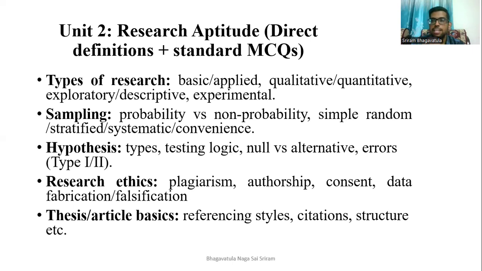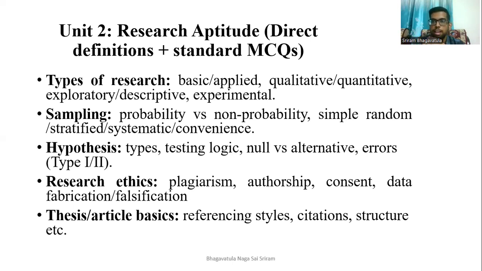You wanted to see the collection of data. There comes probability sampling, non-probability sampling, simple random, stratified, systematic, convenience. All these concepts you can find easily on the web. You just have to focus on these aspects.